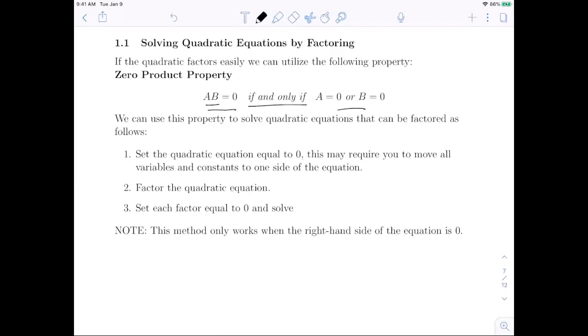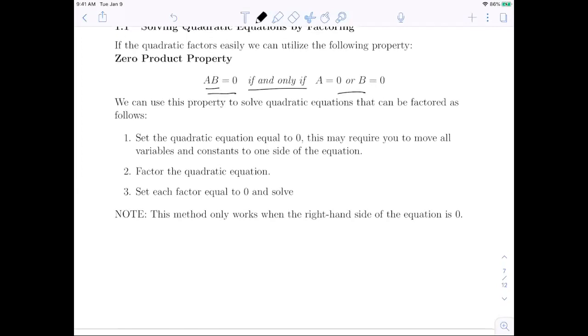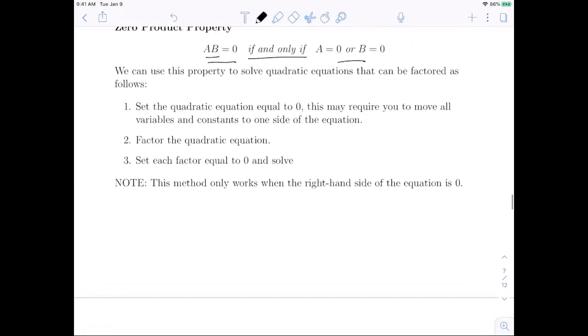All right? So first we're going to set the quadratic equation equal to 0. I'm not saying just cross out whatever's on that one side and set it equal to 0. You might have to move some variables and constants around, all to one side of the equation, so that you get 0 on the other side. Then we're going to factor, set each factor equal to 0, and solve. It only really works when one side equals 0.